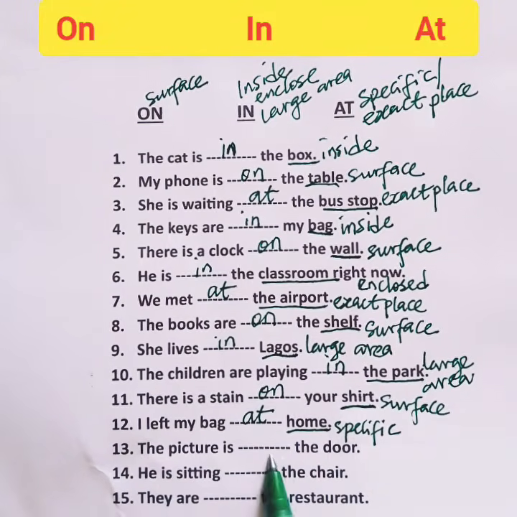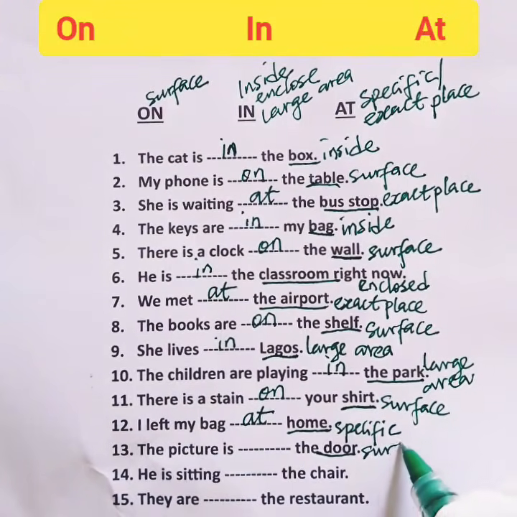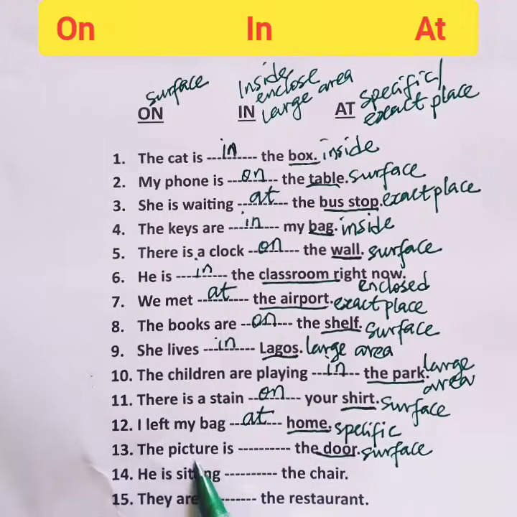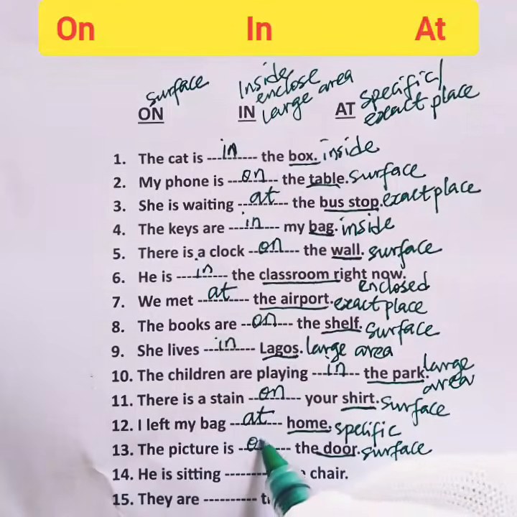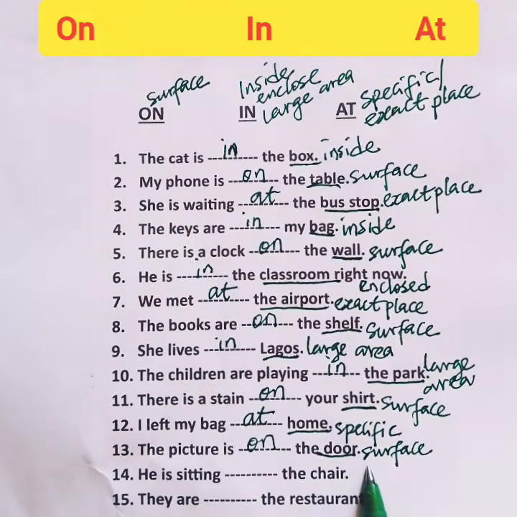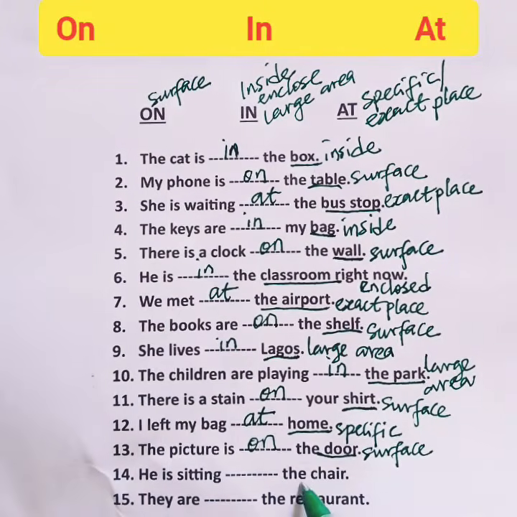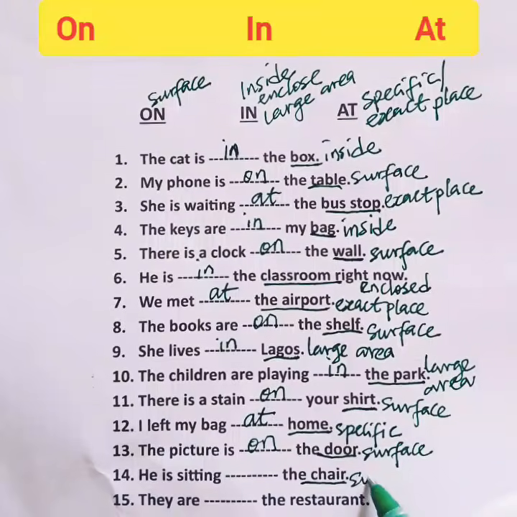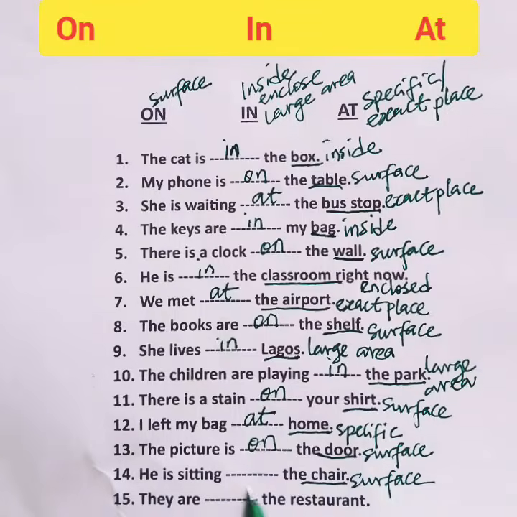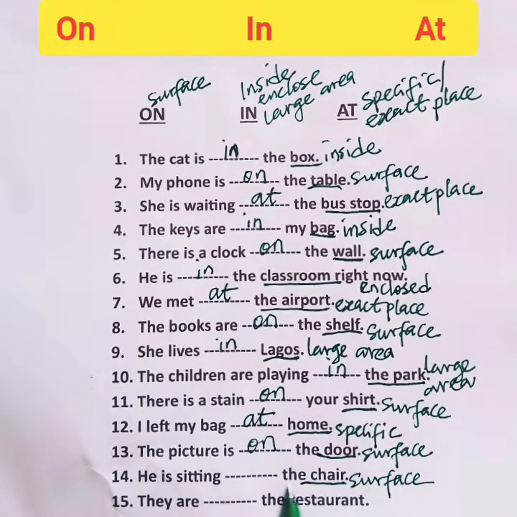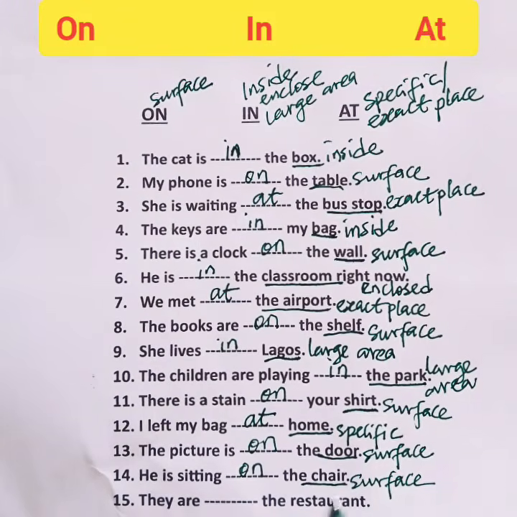13. The picture is blank the door. Door is a surface. Door has a surface where picture can stay. So for a surface, use on. The picture is on the door. 14. He is sitting blank the chair. Chair is an object that has a surface. It has a surface where someone can sit. So for a surface, use on. He is sitting on the chair.